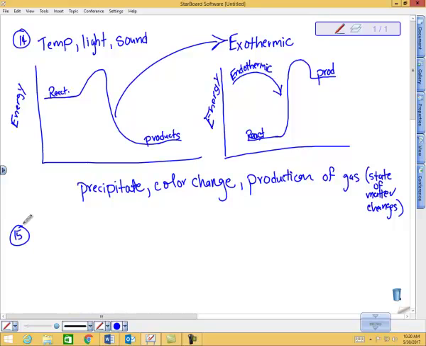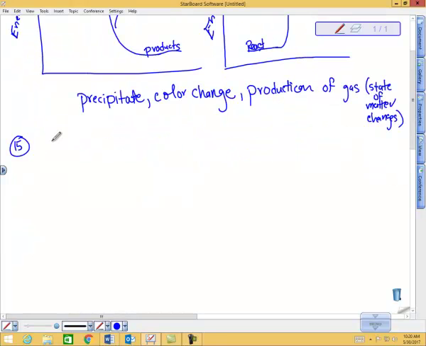Okay, number 15. What are the products of a typical combustion reaction? What are the two products, guys? Water and CO2. There you go. Let's keep going.